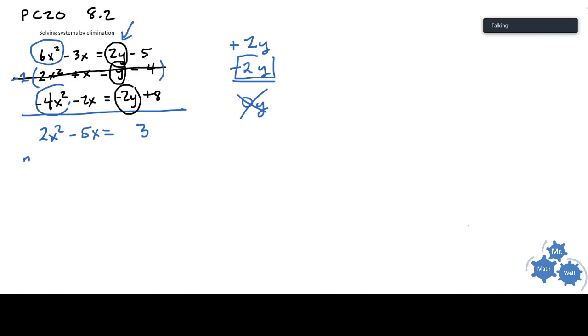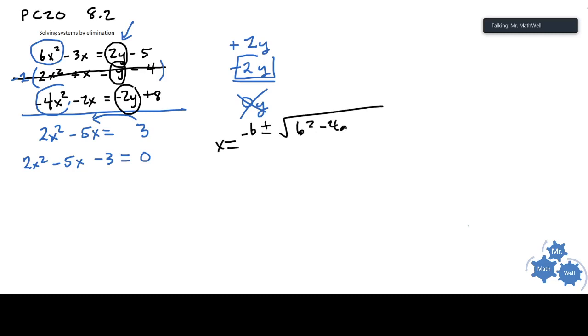And this is a quadratic: 2x squared minus 5x minus 3 equals 0, if I move that 3 over here. You can use the quadratic formula, which we haven't done in a while, so let's use it. If you remember, the quadratic formula is x equals negative b plus or minus the square root of b squared minus 4ac, all over 2a. So what we have to do is identify a, which is 2, b, which is negative 5, and c, which is negative 3.